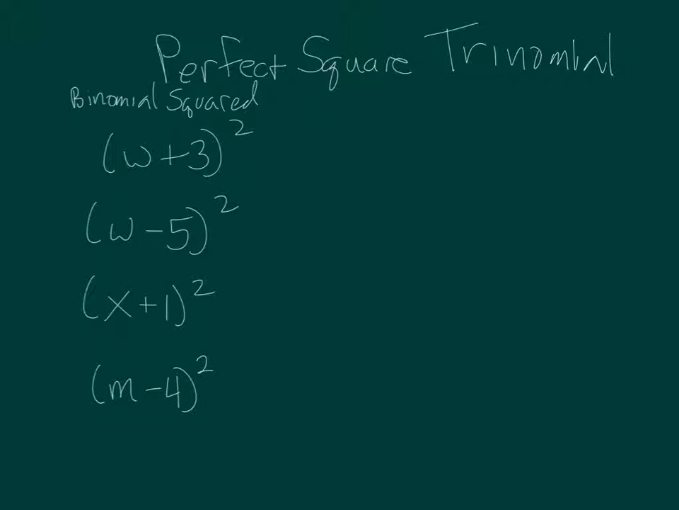So we're going to start this off by just talking about what a perfect square trinomial is. And to talk about a perfect square trinomial, a perfect square means it's something that I got by multiplying it by itself. You know, if you could multiply something by itself, wherever you land, that's a perfect square. So these are all a bunch of binomials.